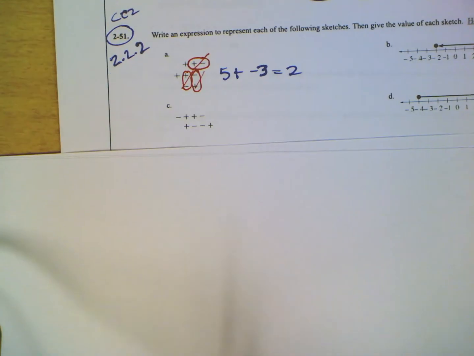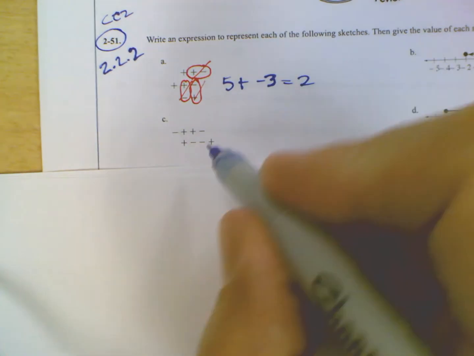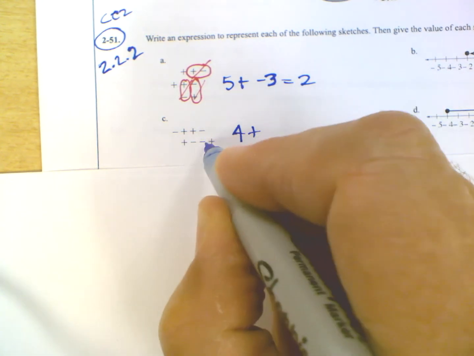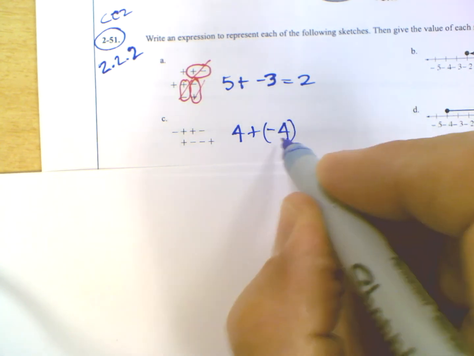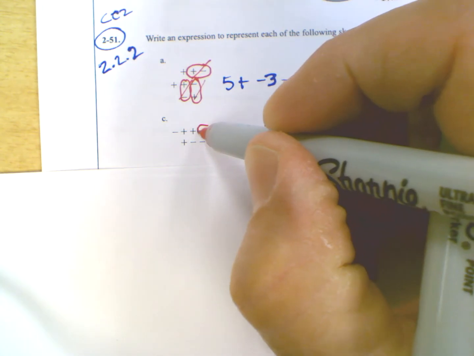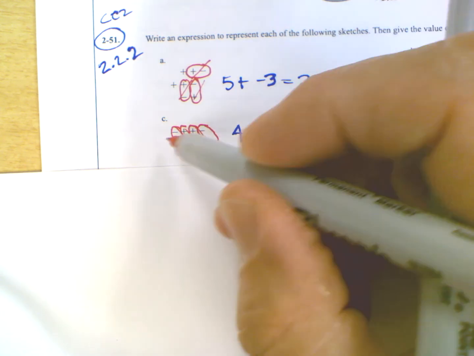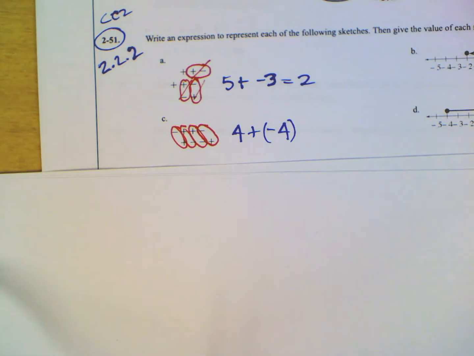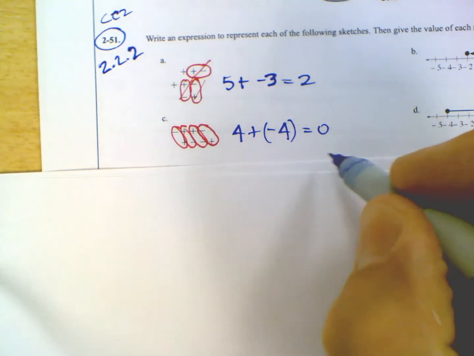I'll go ahead and look at B because it's a similar type of image. Again, we've got 1, 2, 3, 4 positives plus 1, 2, 3, 4 negatives. So in this case, it's 4 plus negative 4. And if I'm looking at my pairs of positive negatives, there's a pair, there's a pair, there's a pair, and there's a pair. In fact, they're all paired out, and so there's no longer any other numbers or symbols around, so all of that cancels to be 0. So 4 plus negative 4 is 0.